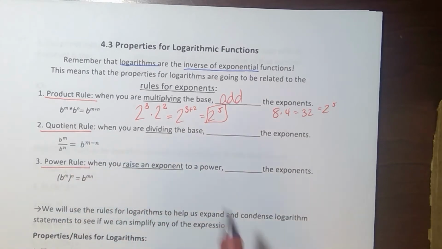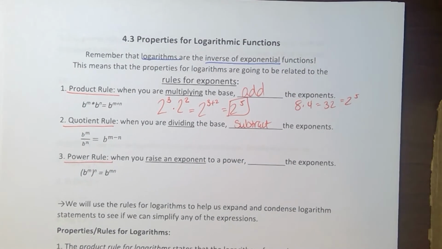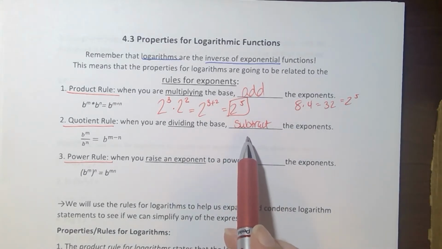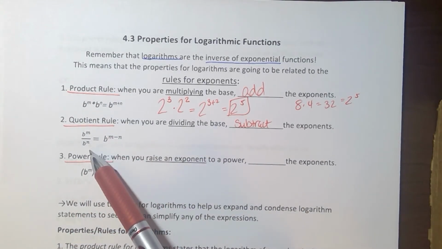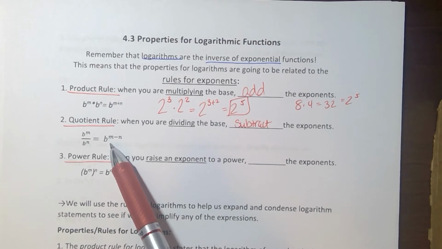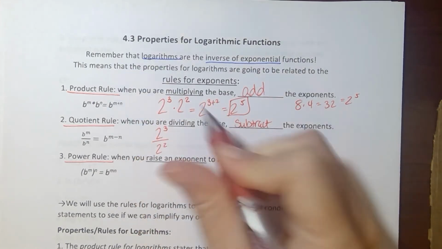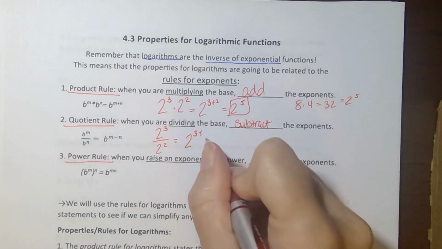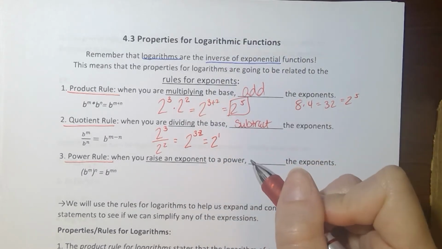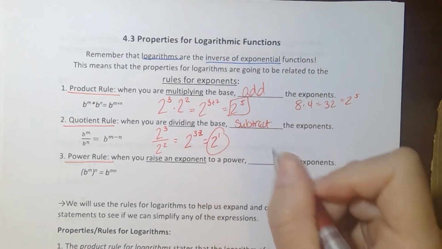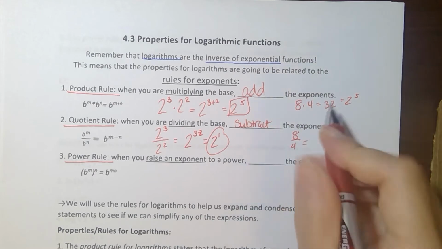Okay, my quotient rule for exponents. When I'm dividing the base, I subtract the exponents because division pairs with subtraction. Division is just repeated subtraction. Now, when I'm subtracting, order matters. So you have to make sure that with numerator divided by denominator, I take the exponent from the numerator and subtract the exponent in the denominator. So 2 cubed divided by 2 squared is the same thing as 2 to the 3 minus 2 power, or just 2 to the first, which is 2. Just to verify, 2 cubed is 8, 2 squared is 4, and 8 divided by 4 is 2.